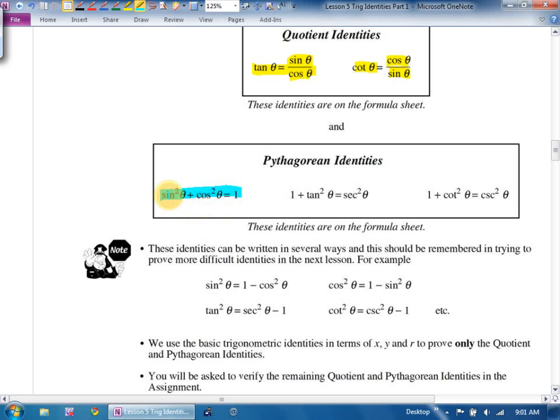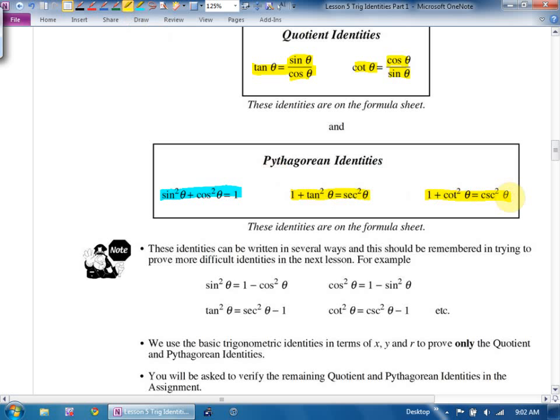If sine squared plus cos squared equals 1, get the cos squared by itself. What's cos squared the same as? Do the math. 1 minus sine squared. What's sine squared the same as? 1 minus cos squared. These other two are also called Pythagorean.